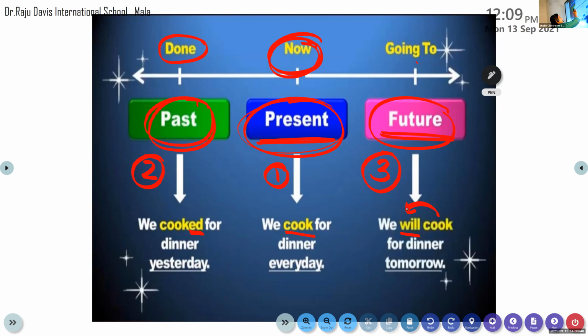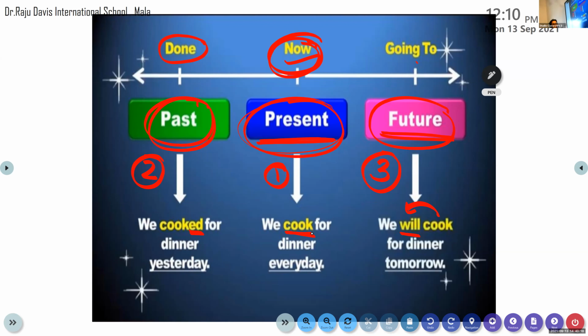So how many tenses are there, my dear children? Three. What are they? Present tense, past tense, future tense. Clear? The present tense tells us what is happening now. That is the base form of the verb. We write, we cook for dinner every day. Or we write, or we play. That is the base form of the verb. Clear?